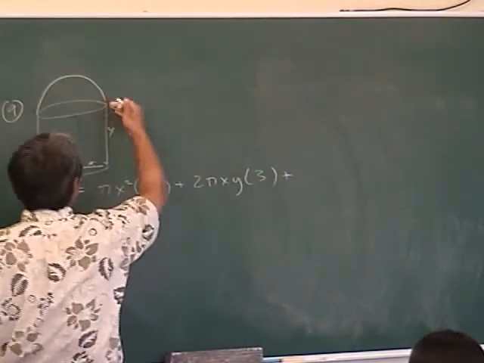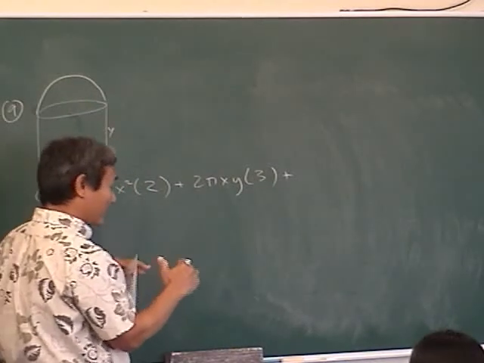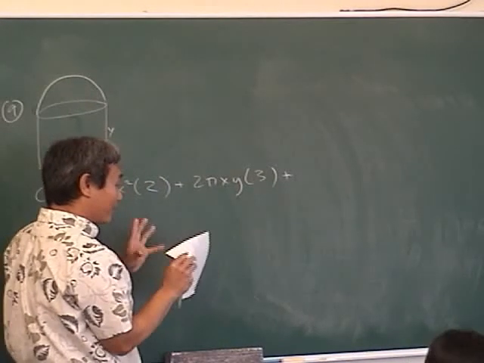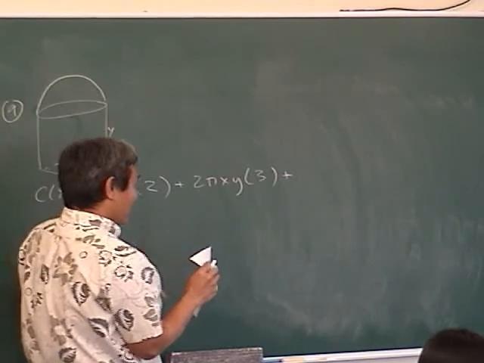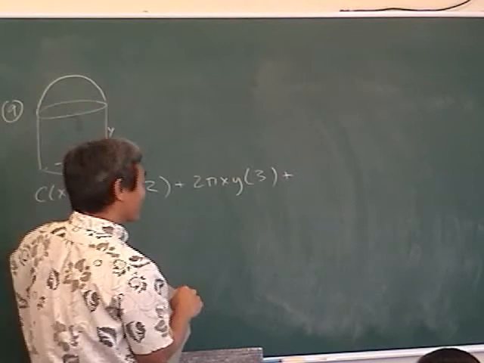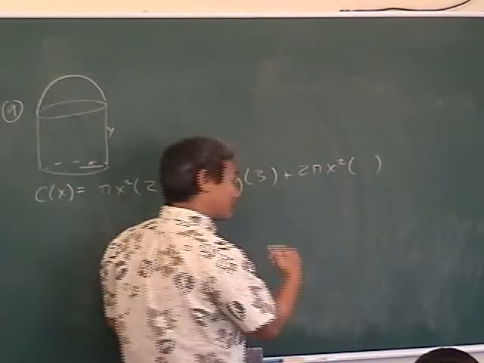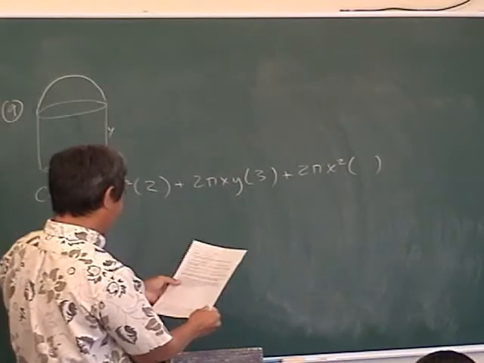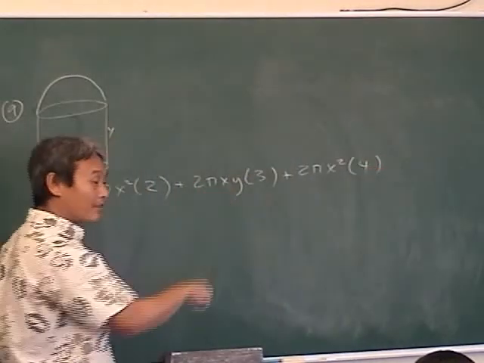And the hemispherical dome. It's a hemisphere. Hemisphere means half a sphere. What's the surface area of a full sphere? Wait, let me look at my notes. 4 pi r squared. But this is just half of that, so 2 pi x squared. And then you got to multiply that by the cost per square meter, which is 4. There you go. This is your cost function.